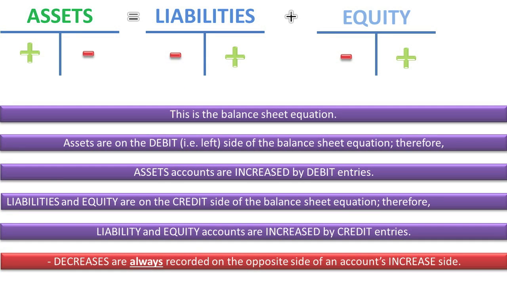Decreases are always recorded on the opposite side of an account's increase side. Therefore, if you have more liability, you would record a credit entry. If you want to show that you paid off a liability, you would record a debit entry. Debits on the left, credits on the right.